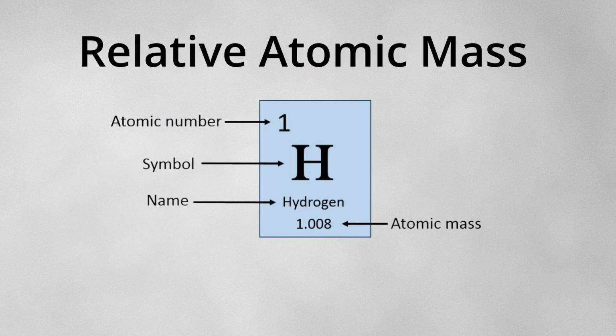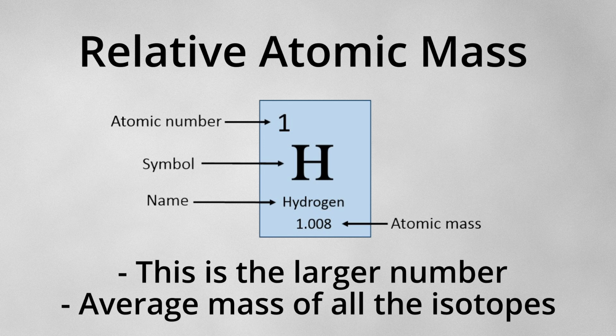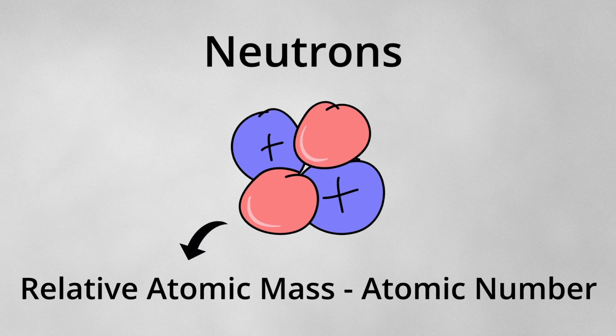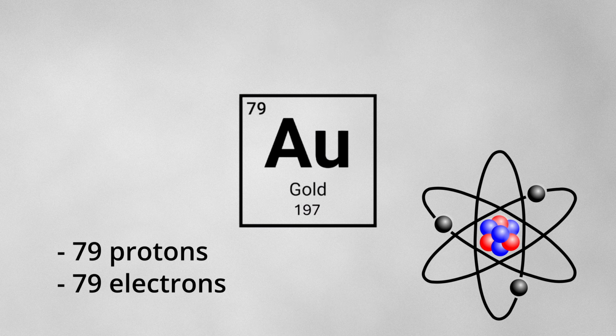There is also a relative atomic mass in the periodic table. This is the bigger number, and is the average mass of all the isotopes. To get the number of neutrons in the nucleus, you need to take away the atomic number from the relative atomic mass. Now we know how to find how many subatomic particles there are in each element. Let's try it. Gold has an atomic number of 79 and a relative atomic mass of 197, so therefore contains 79 protons, 79 electrons, and 118 neutrons.